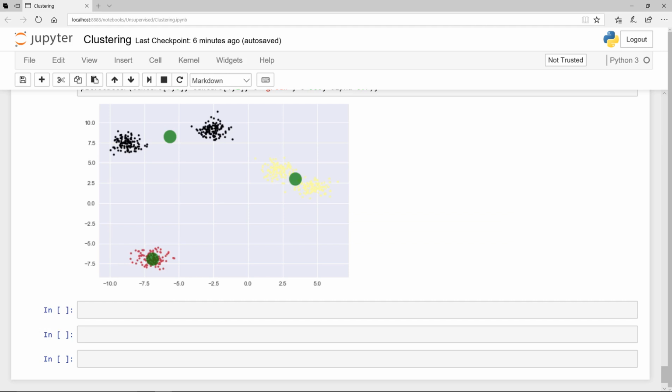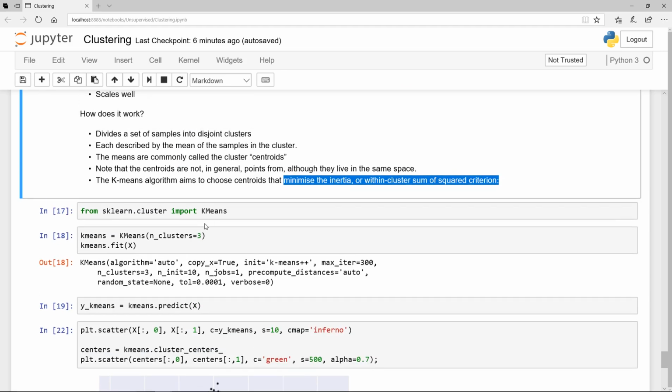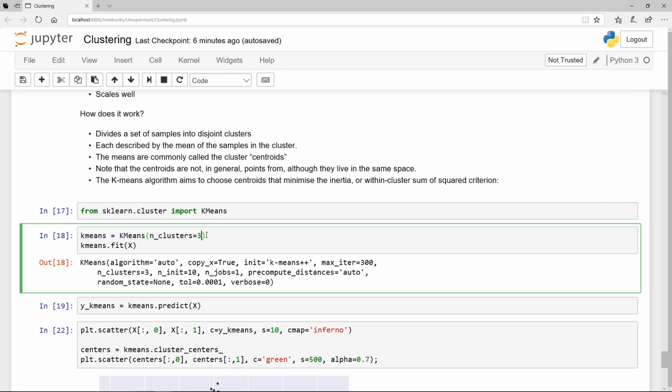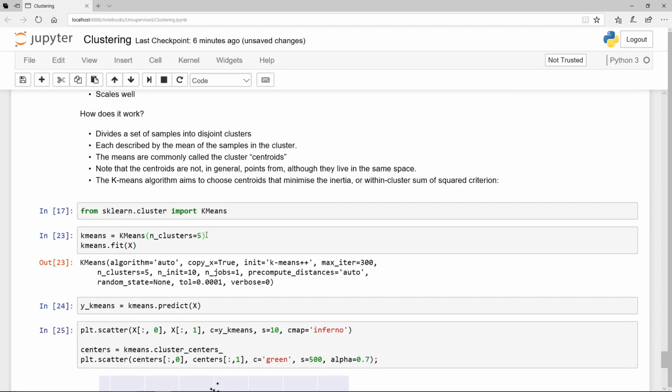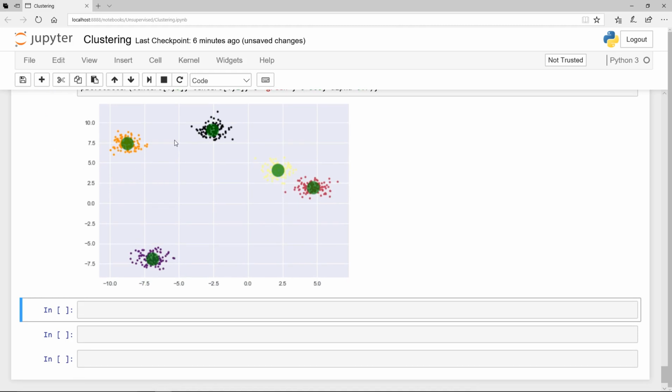Now, why don't we try a slight variation of that. Instead of 3, let's just try 5. Okay, and notice that it finds the middle of these and puts the so-called centroid on top of it.